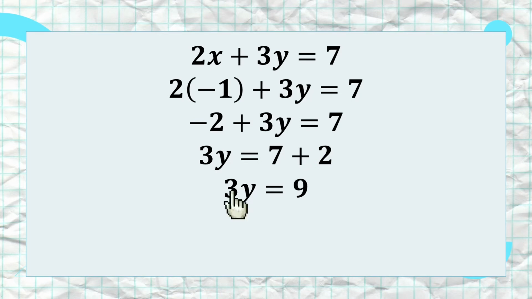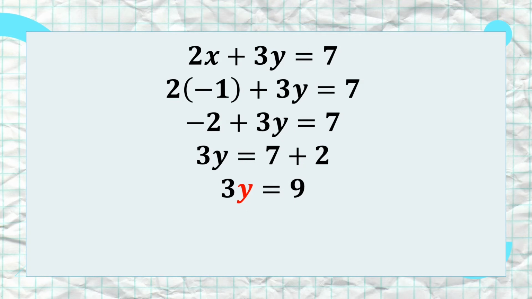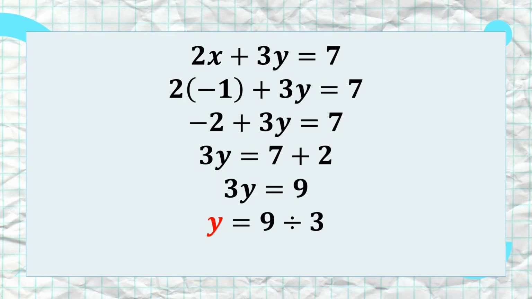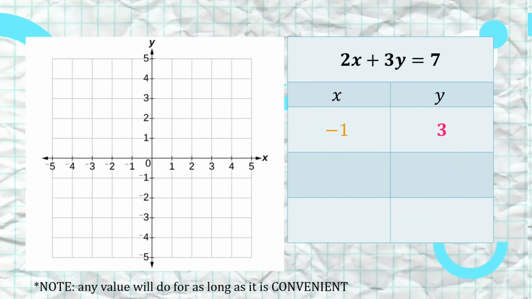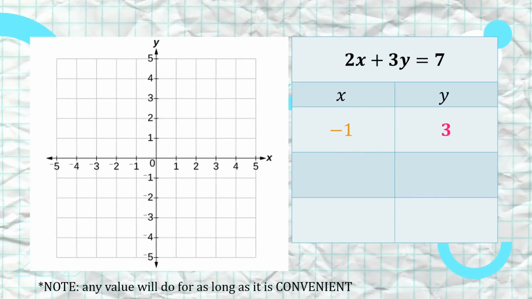Notice that there is still 3 beside y. What should we do? Correct! We divide 3 to both sides of the equation. 3 divided by 3 is 1. And that is just y. Y is equal to 9 divided by 3, which would give you 3. Therefore, if x is negative 1, the value of y is positive 3.